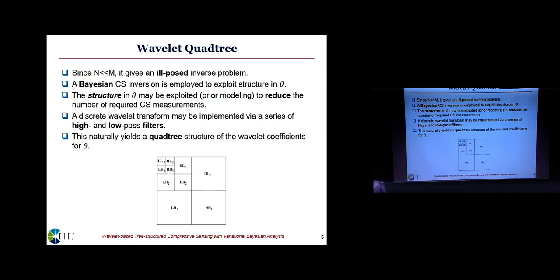And so wavelets have some structures, and we can incorporate the structure of these wavelets into wavelet coefficients in order to reduce the number of required measurements that we have. If we want to apply a discrete wavelet transform on a given signal, we can define this as applying a series of high-pass and low-pass filters. And that would result in a quad tree. Here, H stands for the high-pass and L stands for low-pass.